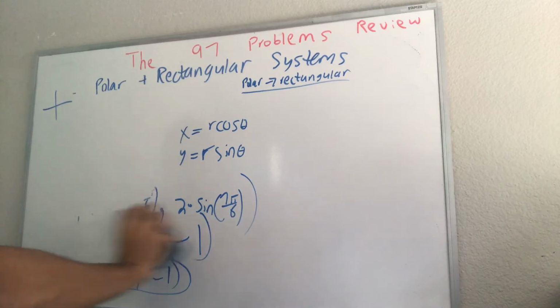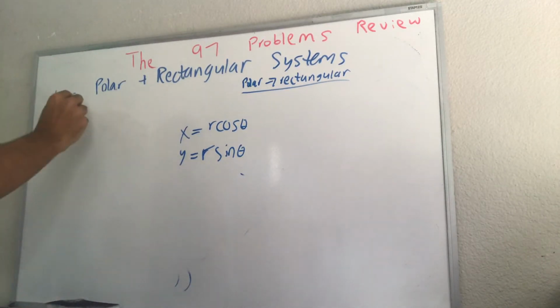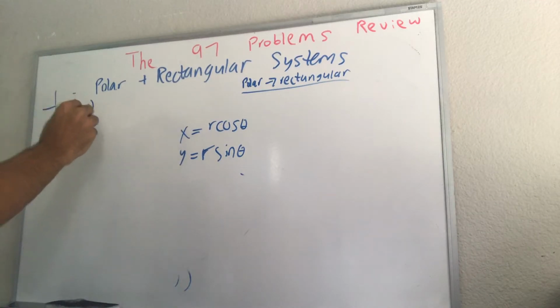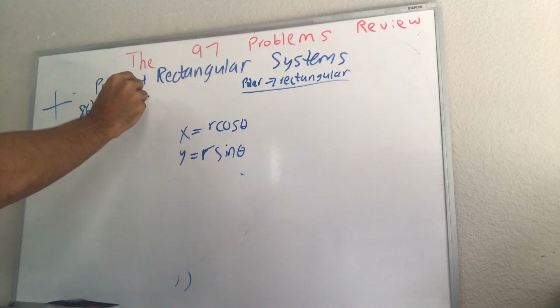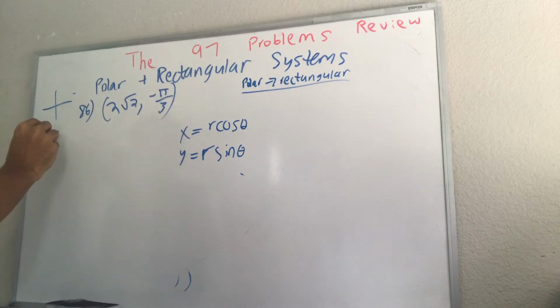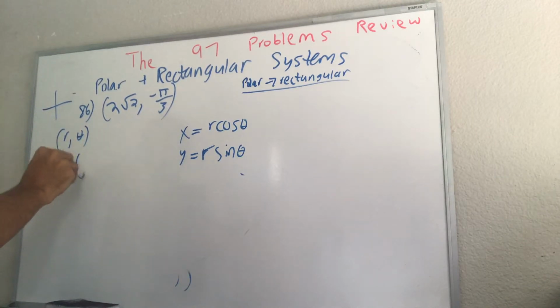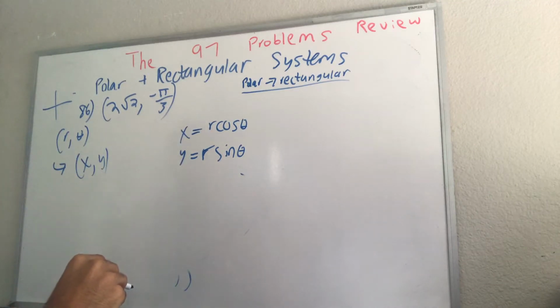So now we have another question, 86. Here it states we have 2 root 2, comma, negative pi over 3. Again, this is a polar coordinate, r comma theta. We want to convert this into the rectangular x comma y. Let's look at these two equations. We use the same concept here.